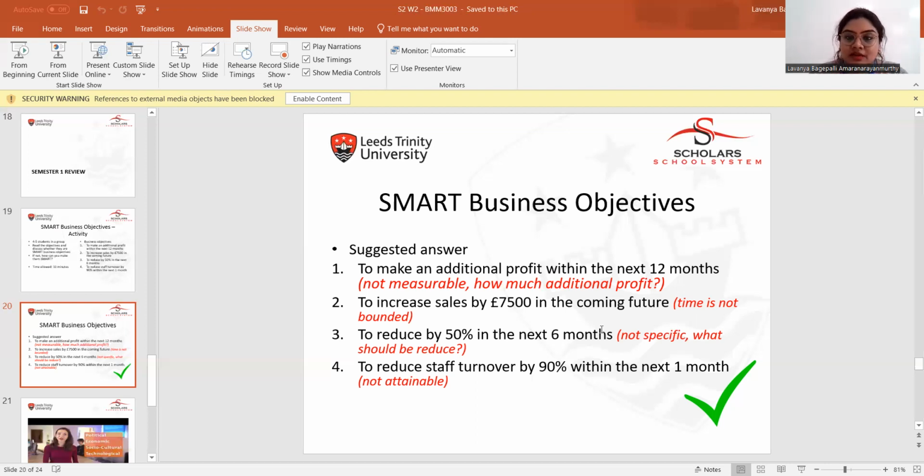So, this was the activity which was conducted in the class, and the students did really good teamwork and they gave brilliant answers. So this is how you can make the business objectives look smart, achievable and realistic.